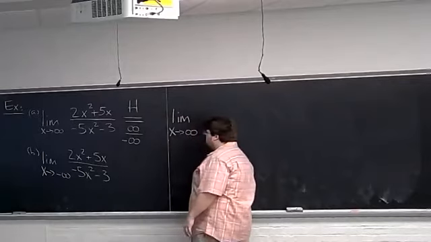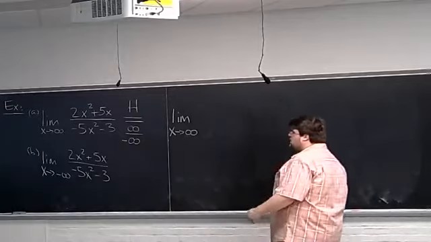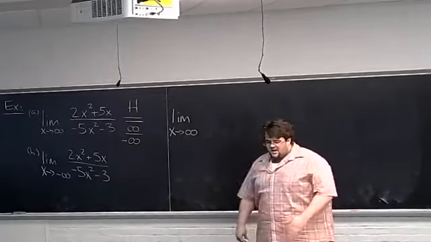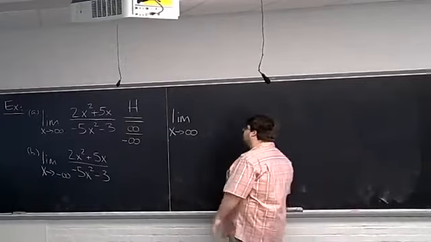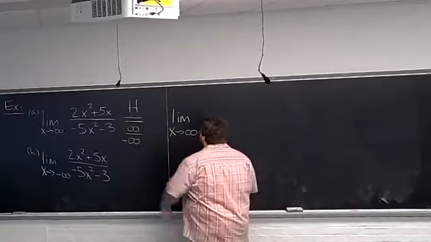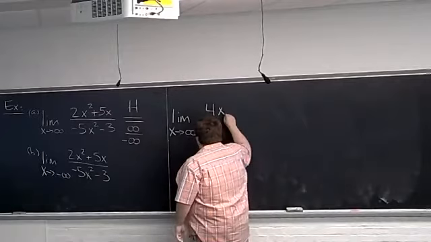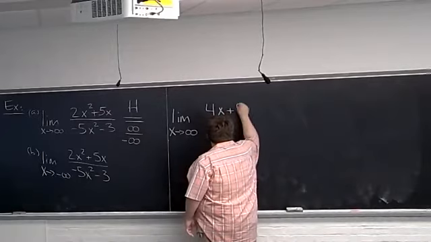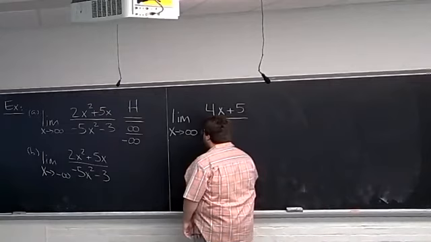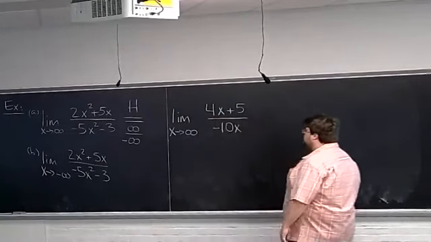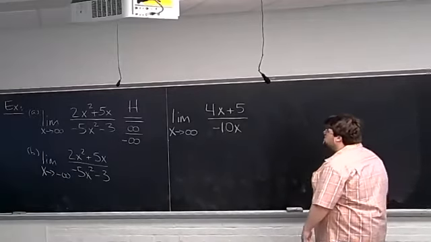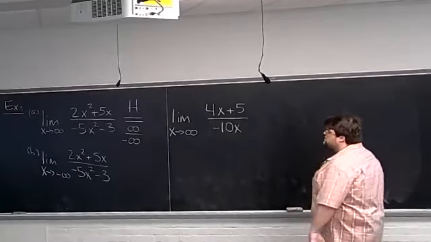So again, the statement of L'Hopital's rule that we covered, that a value could be a limit as x goes to infinity. The derivative of the top is 4x plus 5. The derivative of the bottom is negative 10x plus 0. Any questions about that first argument?